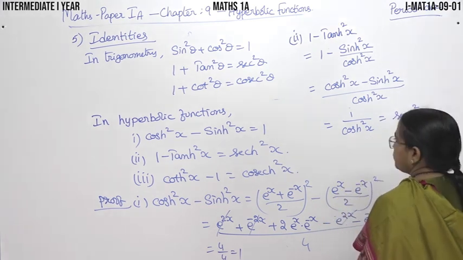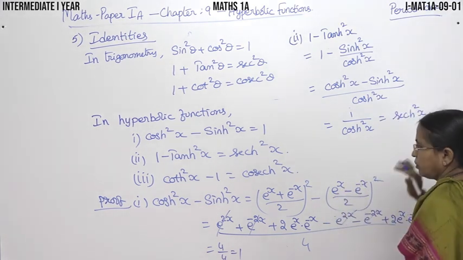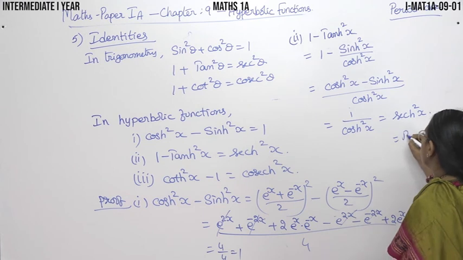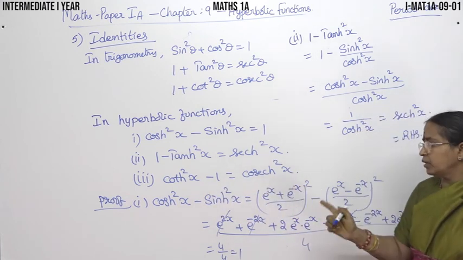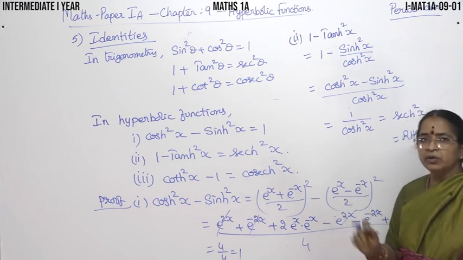So like this we prove the right hand side. Okay. This is the right hand side. Hence it is proved. Now in the same way you can prove the third one. You can just try. We will continue in the next period.